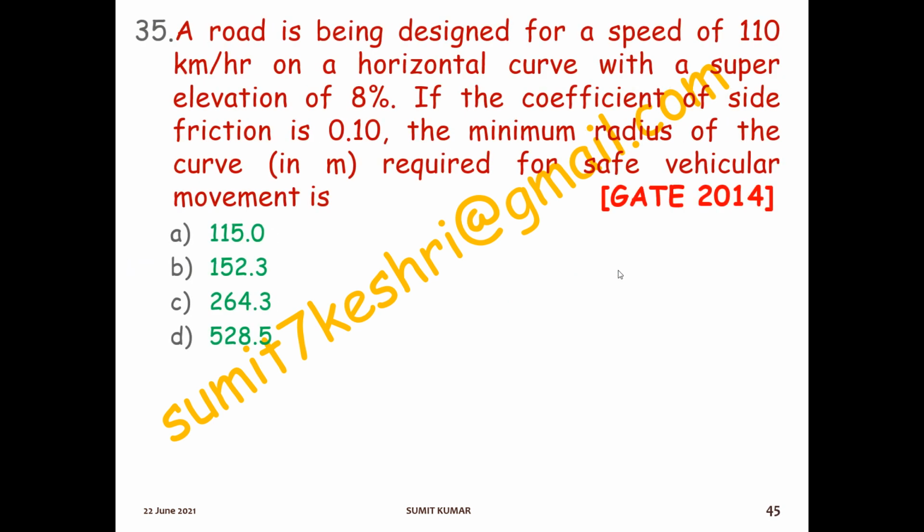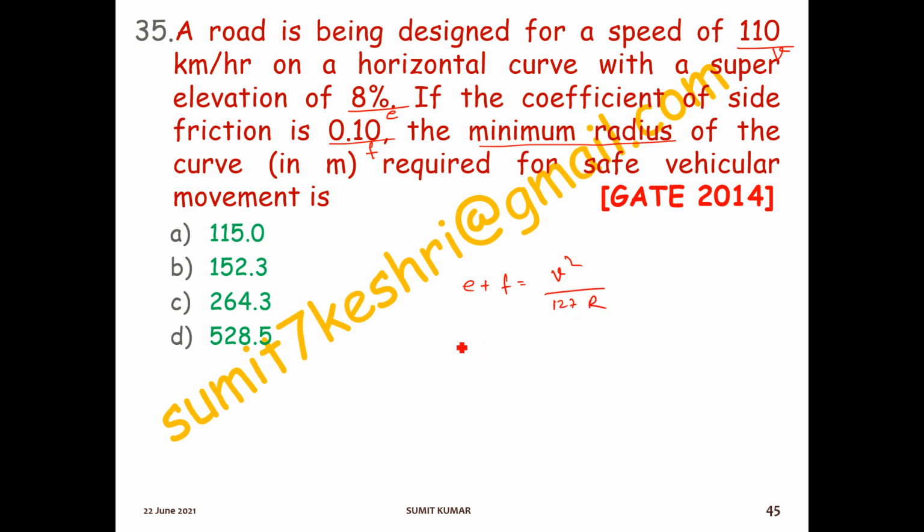Now, a road is being designed for a speed of 110 km per hour. Velocity is given, super elevation 8% is given, E is equal to 8%. If the coefficient of side friction, F value, is also given as 0.10, what will be the minimum radius of the curve required for safe vehicular movement? So again the very basic formula, that is E plus F equal to V square by 127 R.